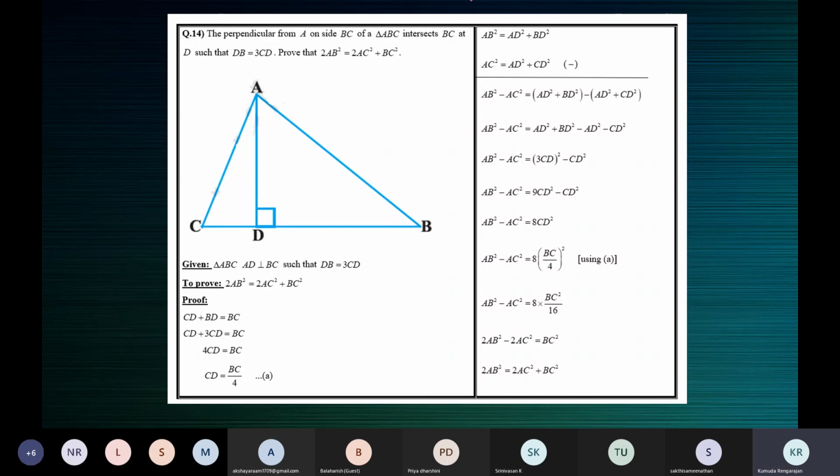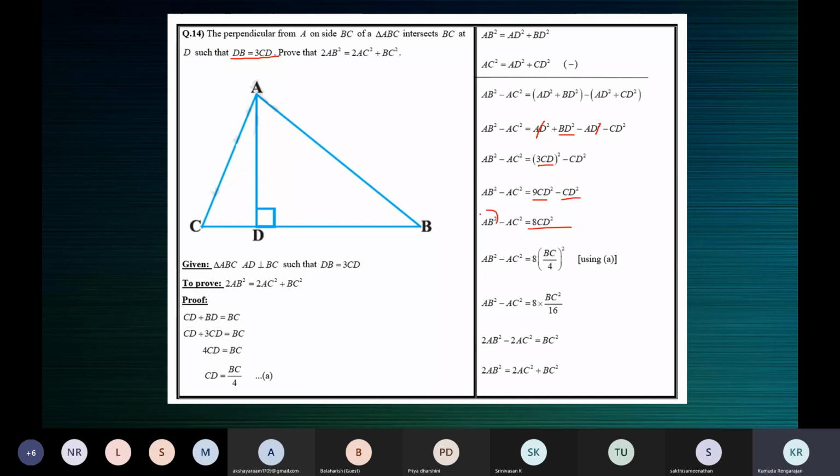So I was telling you that AD square minus AD square, these two get cancelled. BD square can be written as 3 times CD square because it's given in the question. It's given that BD is equal to 3 CD. So instead of BD, we say 3CD, 3CD the whole square minus CD square. Now 3CD the whole square is 9CD square minus CD square, which is 8CD square.